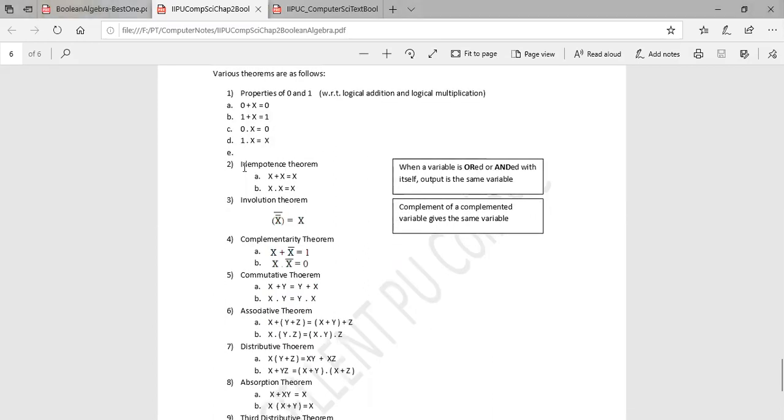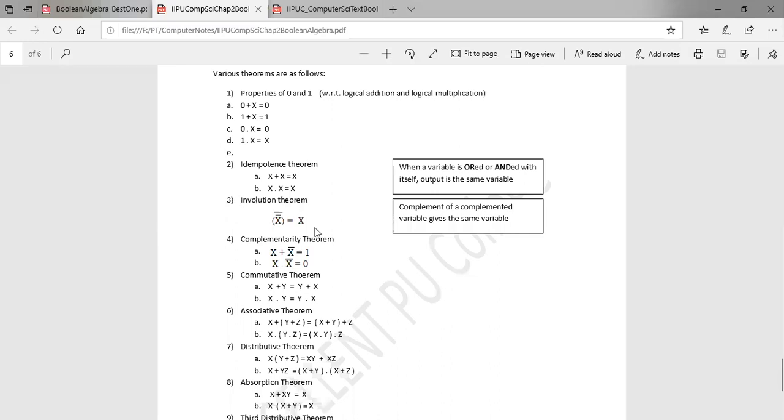Next, shall we go to the second theorem? It is the idempotence law, idempotence theorem. Just as a list, I will show you first before going to the next. The idempotence theorem states that there are two versions, one for logical addition and another for logical multiplication. X plus x is equal to x. When a variable is ORed or ANDed with itself, the output is the same variable. X added with x gives x only. X multiplied with x gives x only. That is the idempotence law.